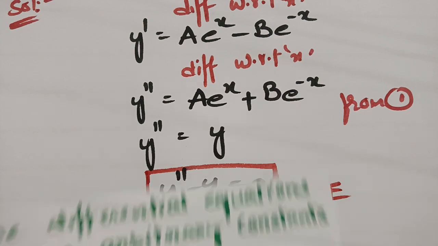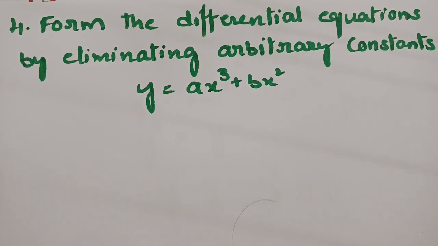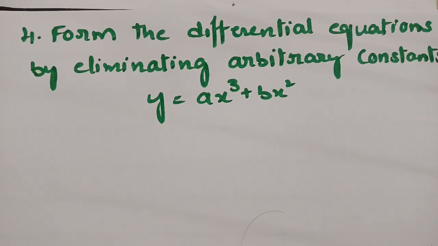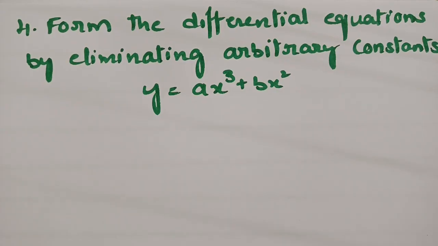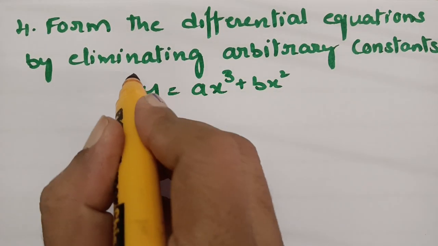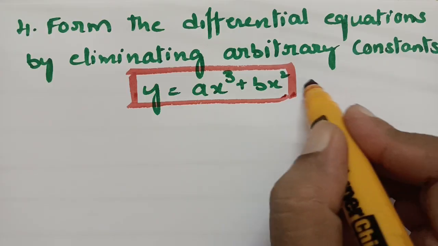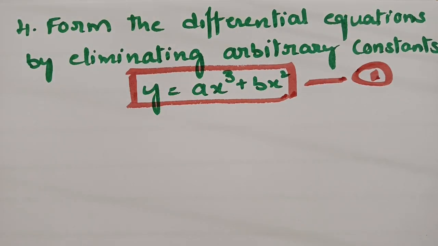And here is the last question. Form the differential equation by eliminating the arbitrary constants: y is equal to a x cube plus b x square. This is the question, and there are 2 constants here, small a and small b. Name it as equation 1.